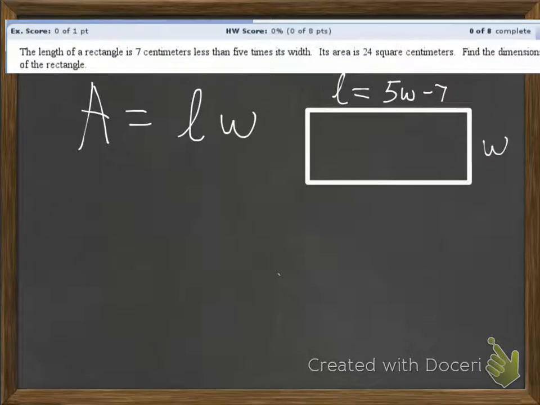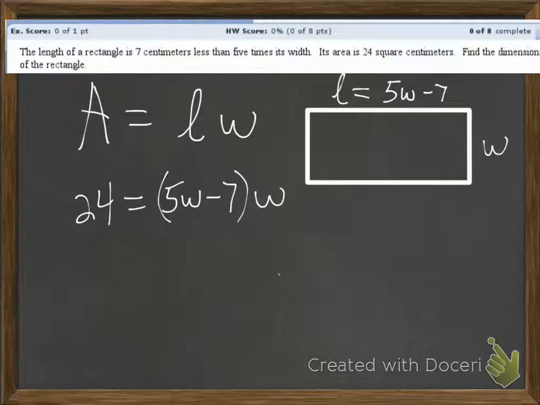Now since we know the area is 24, we can plug 24 in for the area. We know the length is 5w minus 7, and the width is just w. So now we have an equation, and it falls to us now to solve that equation.